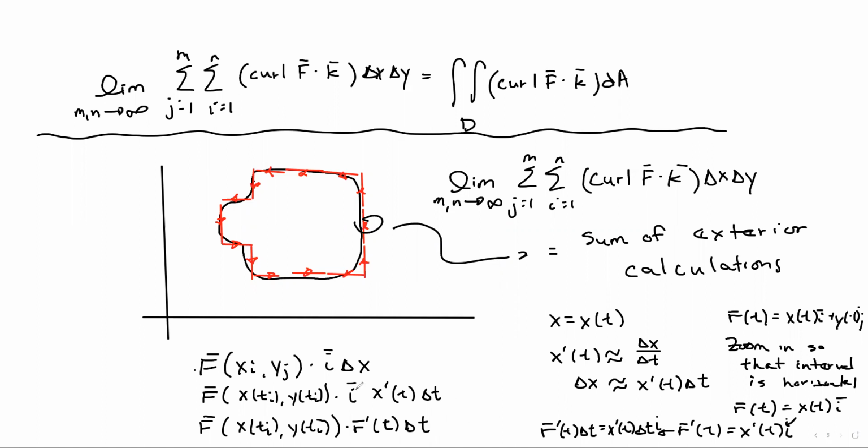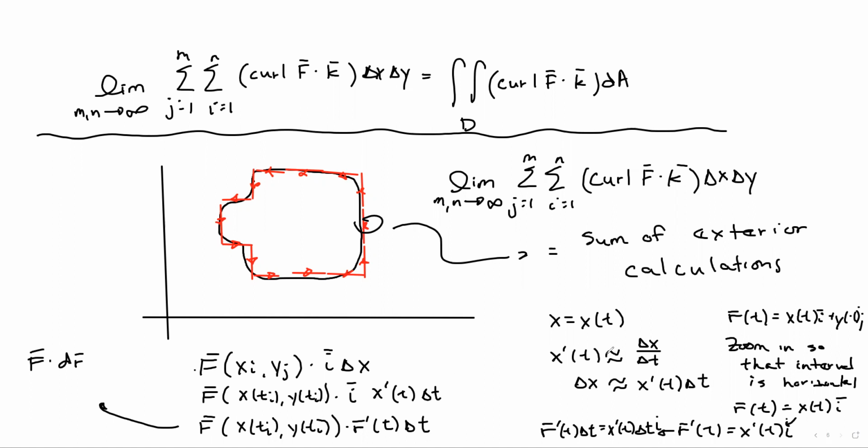If you throw an i in there, then r prime of t change in t equals x prime of t change in t i, as long as it's just horizontal, right? So as long as you zoom in so that you just have a horizontal piece, which is what we have here. We're just looking at the horizontal calculations and we're not taking into account any of the vertical parts. Okay, now if you look closely at that, what is that? Shorthand, that's f dot, that's our f dot dr.